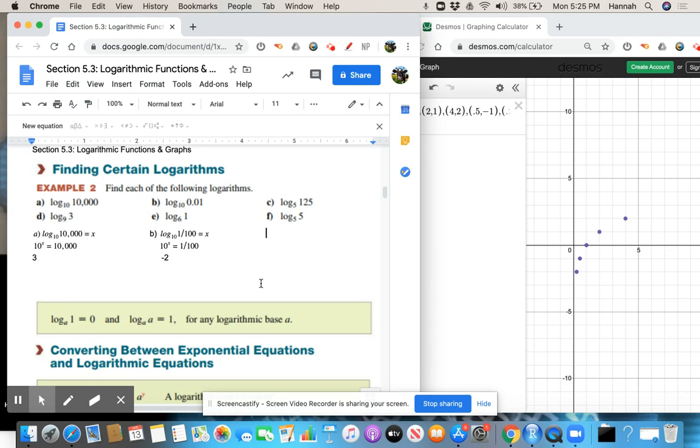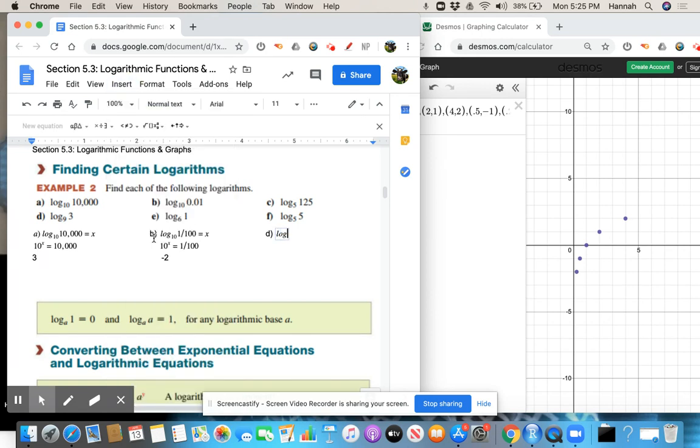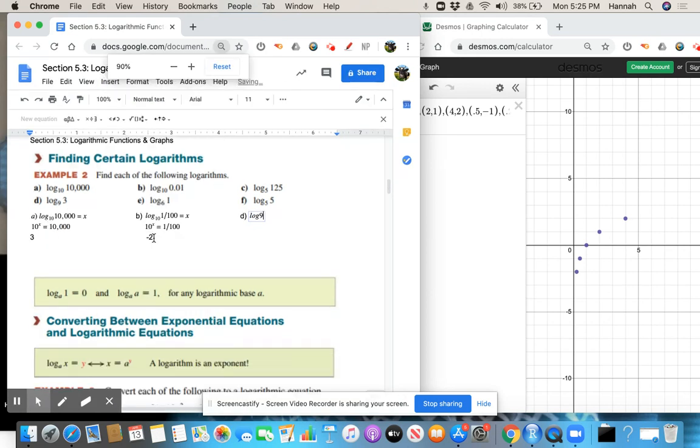I'm going to skip down and pick one more of these. We will do, let's say, F. Or we'll do D, excuse me. So they want me to find out what log base 9 of 3 equals. So we'll set that equal to x until we know what it equals. Log base 9 of 3 equals x. Now we'll rewrite that as an exponential.